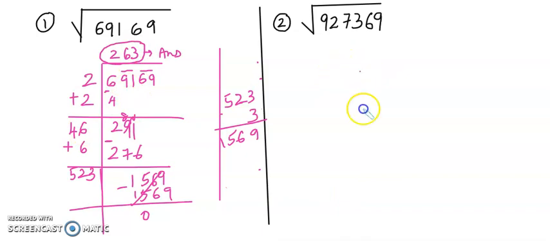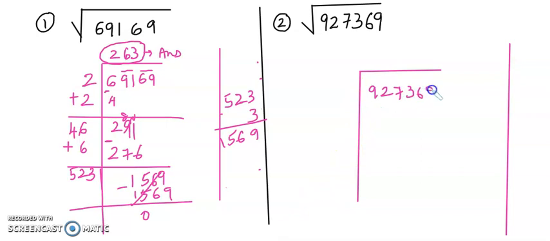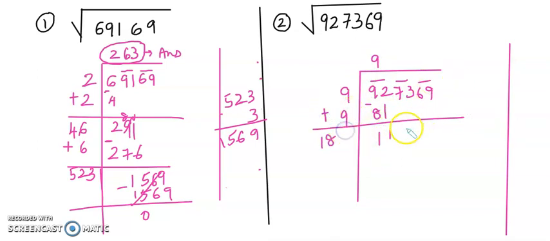It's 1927369. Again, the same method. Put it in the long division method. Let me put enough area here. Okay. So it's 1927369. Let's make pairs. 92. Nearest perfect square. So 9 nines are 81. Let's subtract. So I'll get 11. Now here add 9, so I'll get 18. Bring down 7, 3. So already I'm going to get a 3-digit number.